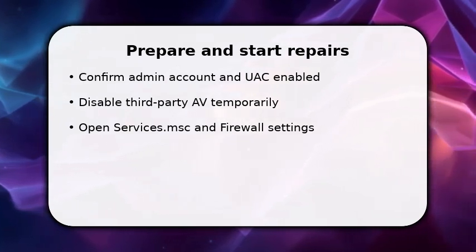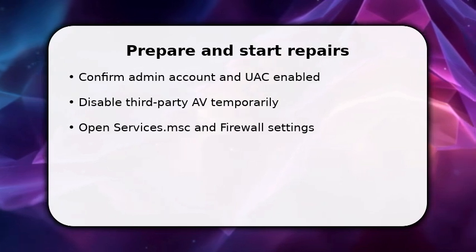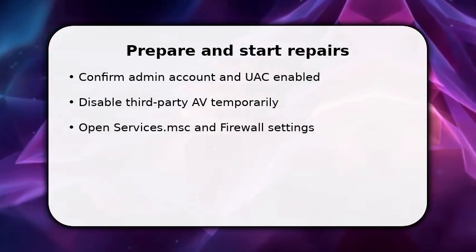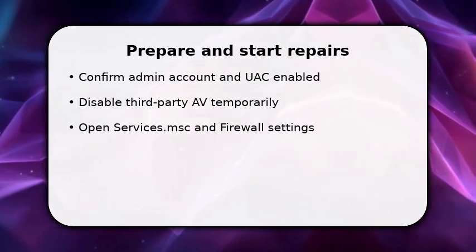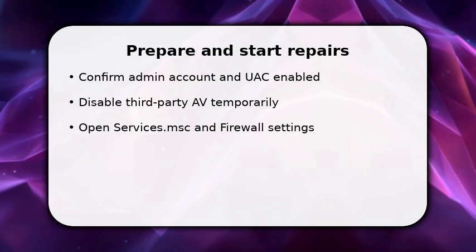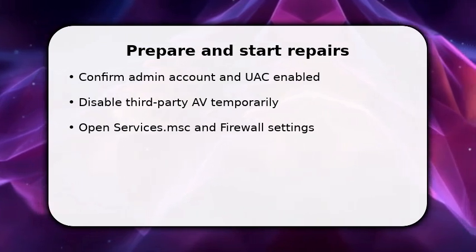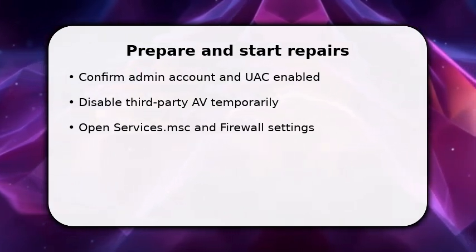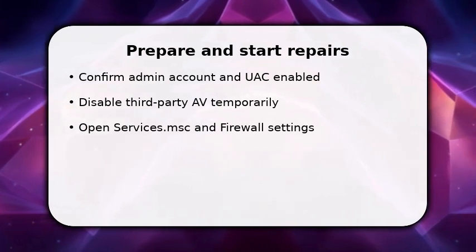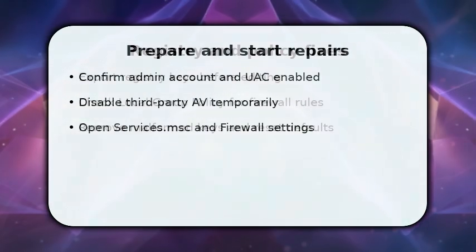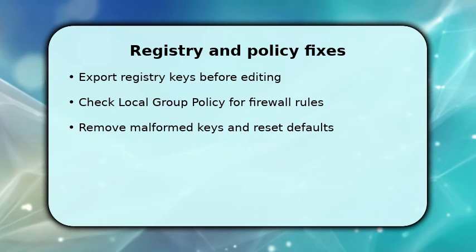Next, press Windows plus R, type services.msc, and open the Services console. Locate Windows Defender Firewall and Diagnostic Policy Service. Make sure their startup type is Automatic, and then start each service to clear transient locks. This initial reset often resolves permission blocks before you now edit persistent settings safely.